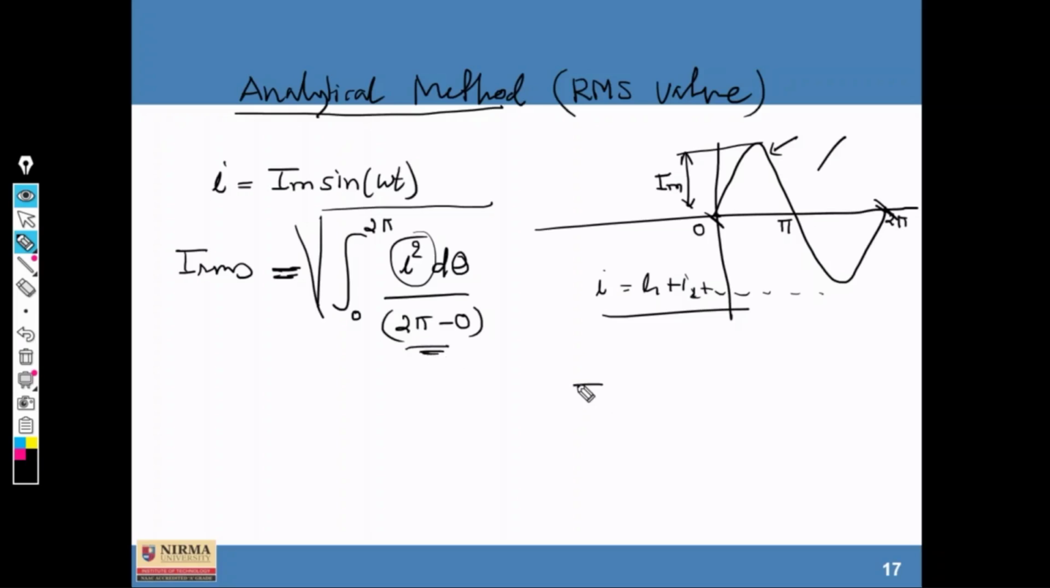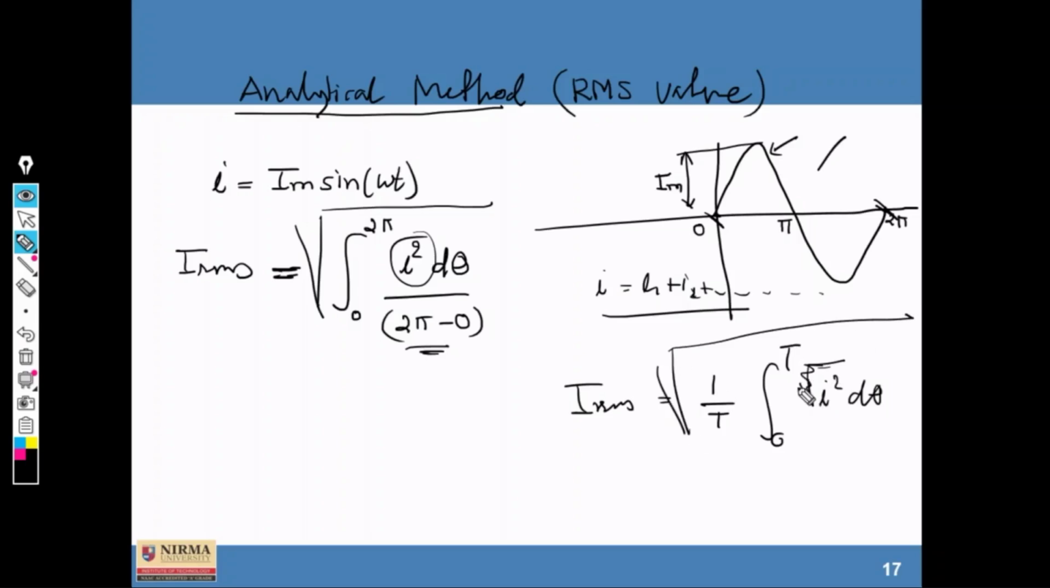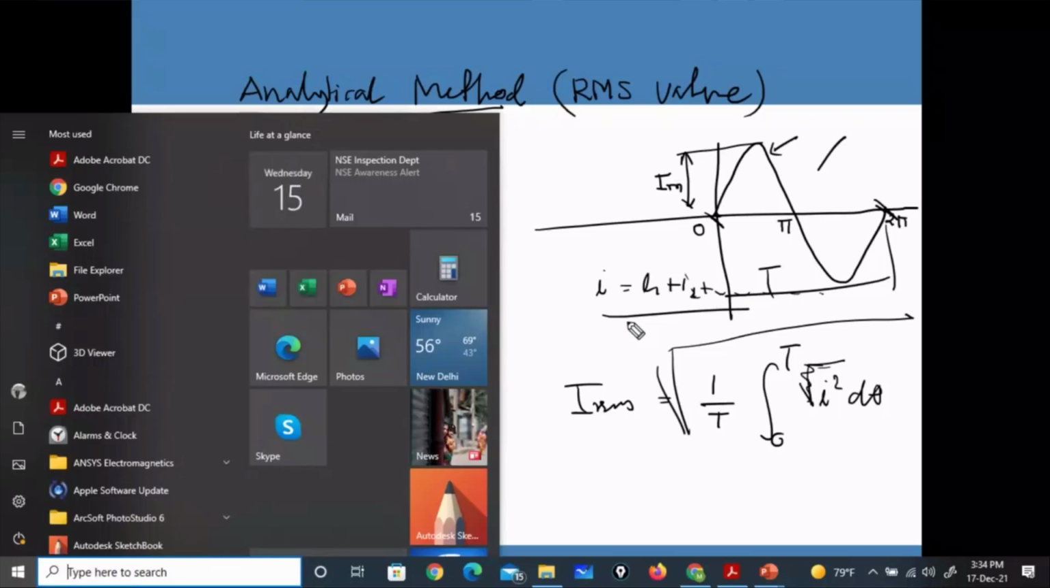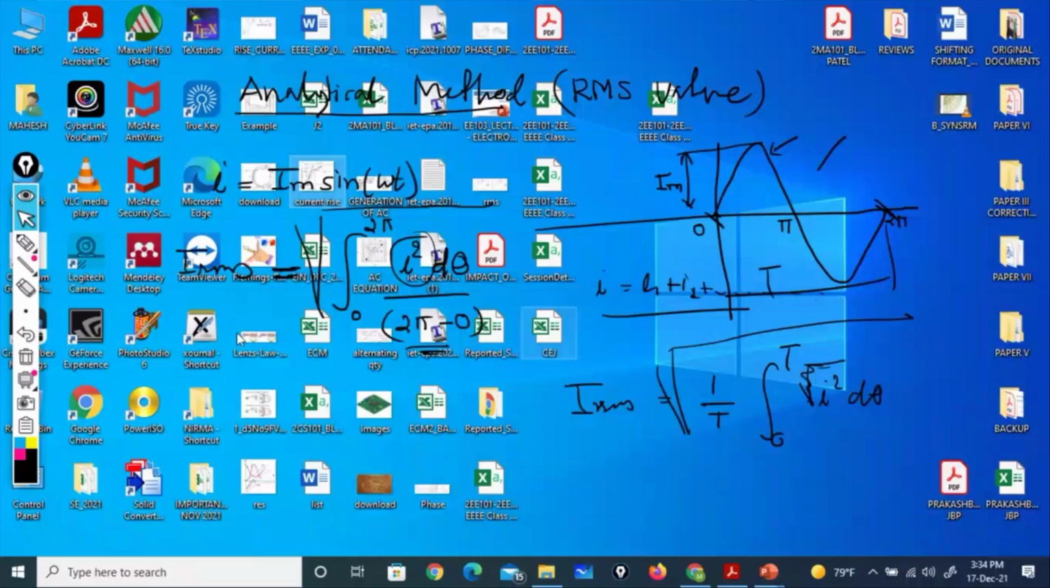So in the general equation, if we want to write, IRMS equals the square root of 1 upon T, where T is the time period, from 0 to T of i square d theta. Fine. So here, this is the root mean square value. But normally this T is the time period here. Fine. So let me start, and we are going to derive this expression here.